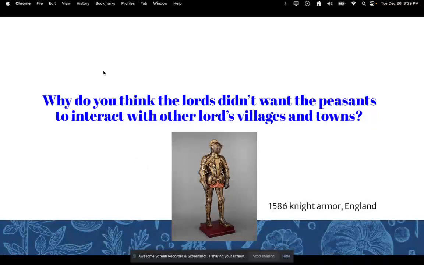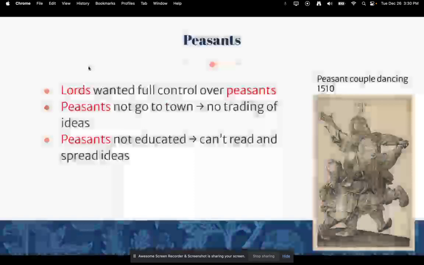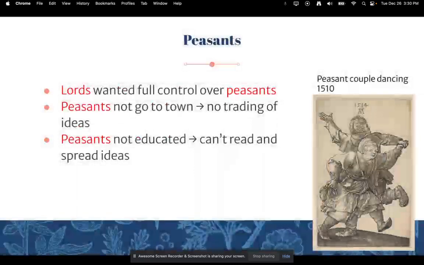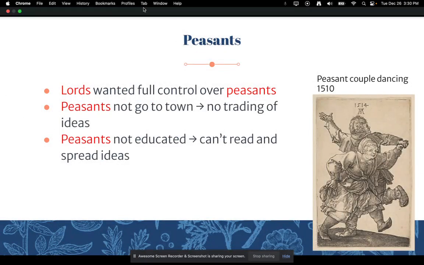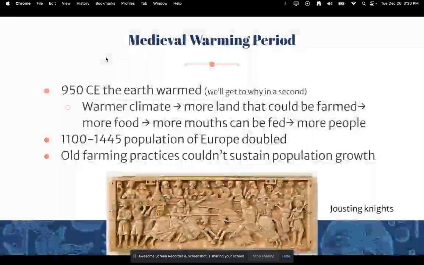So here's another question. Why do you think the lords didn't want the peasants to interact with other lords' villages and towns? It was all about control. Lords wanted full control over peasants. So peasants would not go to town. That meant no trading of ideas. Peasants were also not educated, so they couldn't read and write letters and spread those ideas around either. So again, it's all about control.